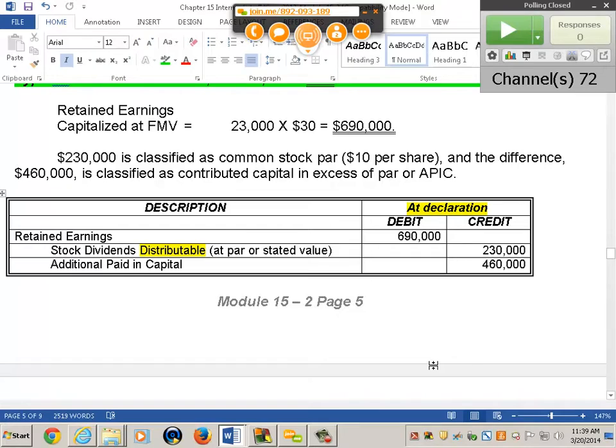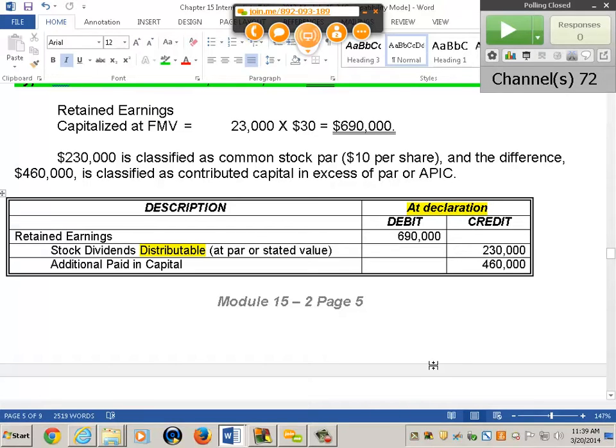The par value, 23,000 shares times 10, which is the par, and 23,000 shares times 20, which is the excess over par, or 460. Notice also the term distributable. Now, as I said, that's going to be at par or stated value. I'm not always picky on terms, but in this case, if you put stock dividends payable, you have to realize that you're wrong, because stock dividends are not legal liabilities. Remember, we said even if declared, there's no liability to distribute.